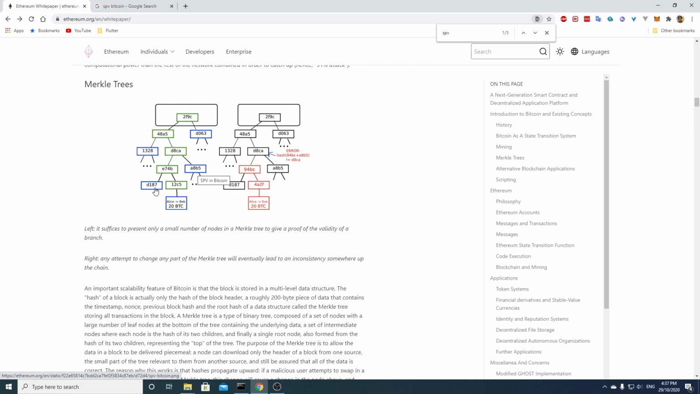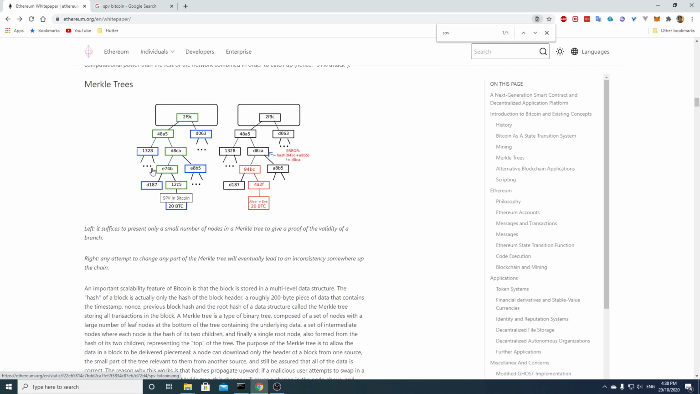Right, so I do not actually need to know, for example, what's below D187. If you tell me D187, then I can calculate E74B, right? And then if you give me A8P5, I would be able to combine that with E74B and get DHCA, and so on and so forth, right?